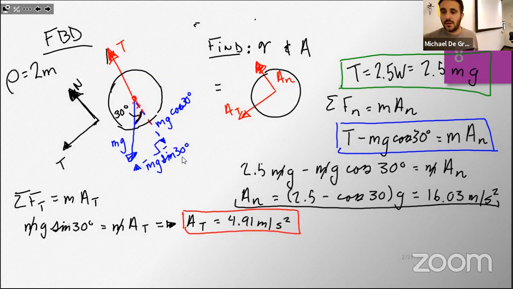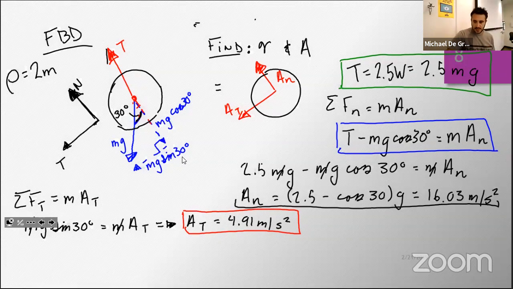So if you wanted to know what the acceleration is, you would say, I have 4.91 meters per second squared in the tangential direction and 16.03 meters per second squared in the normal direction.